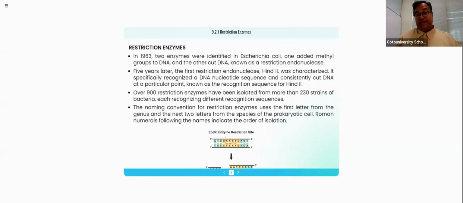Restriction enzymes are of many types. One is restriction endonuclease, another is restriction exonuclease. If you're talking about restriction endonuclease, I'm writing the spelling of it. Restriction endonuclease is an enzyme which is very, very important for breaking the DNA at the restriction site.